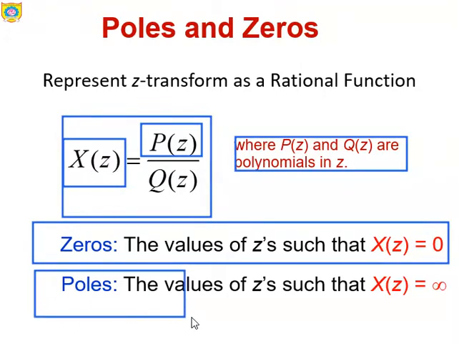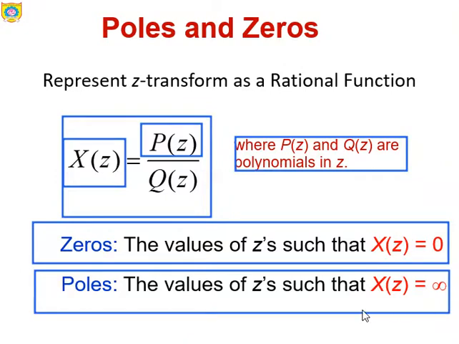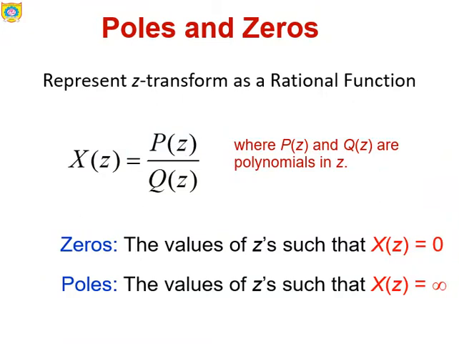Similarly, poles are the values of z such that X of z is equal to infinite. It means that Q of z, if it is a polynomial in z, we find the values of z which give the value of X of z as infinite. These values are nothing but the poles of the given system or the X of z. So that is what poles and zeros mean.